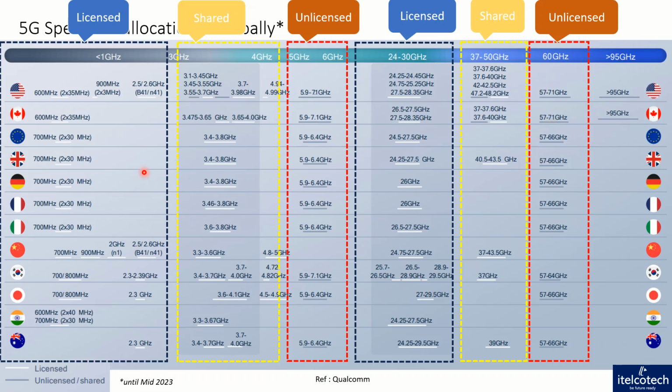So across the globe, different countries are using different kinds of spectrum bands for shared access and for licensed access. And we'll see that this is going to change with time, and we'll see some evolution happening maybe across the different spectrum bands and ranges in terms of private 5G going forward.